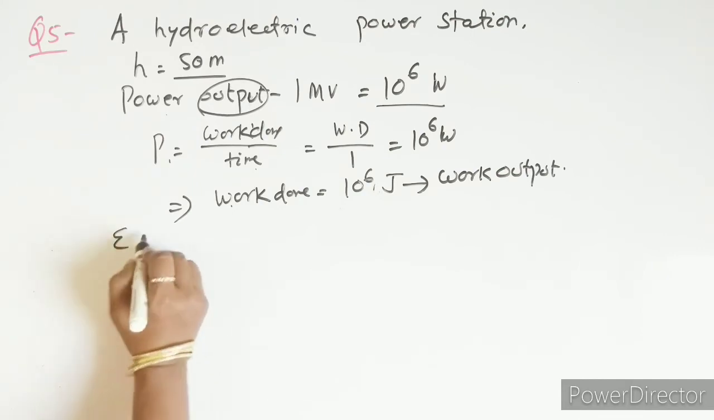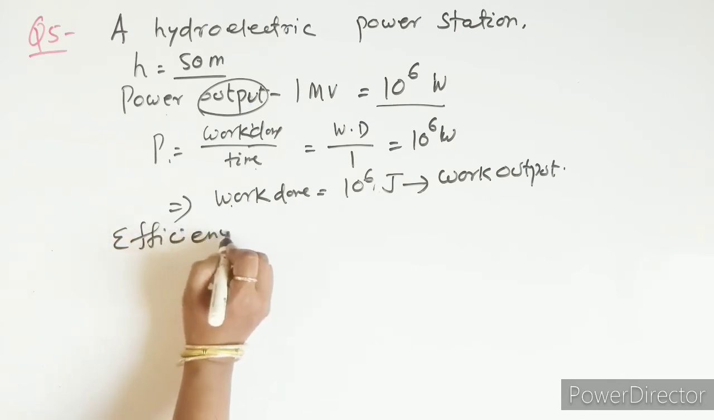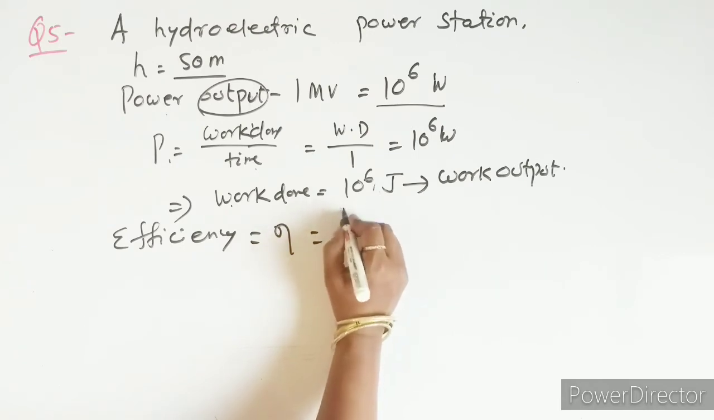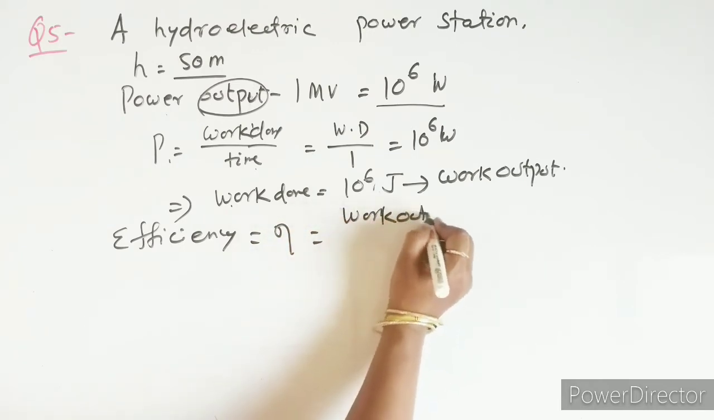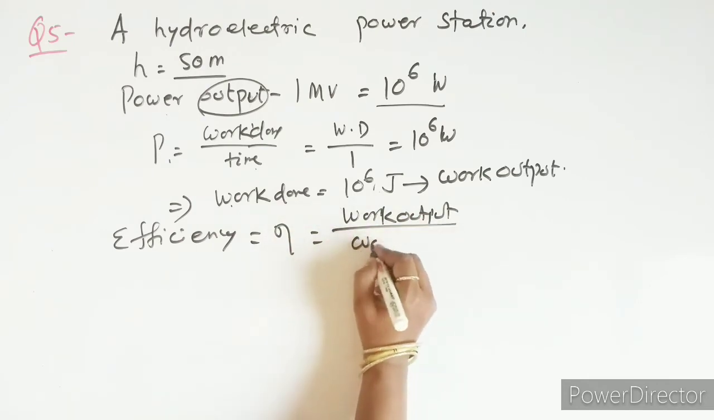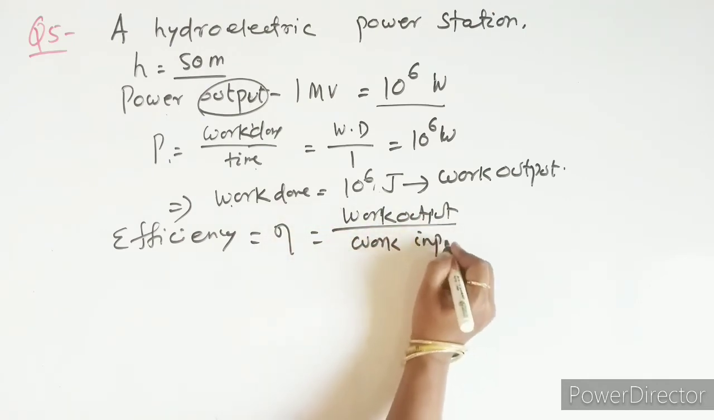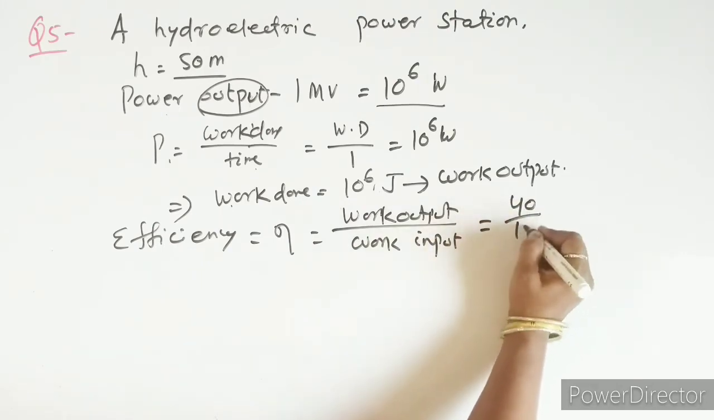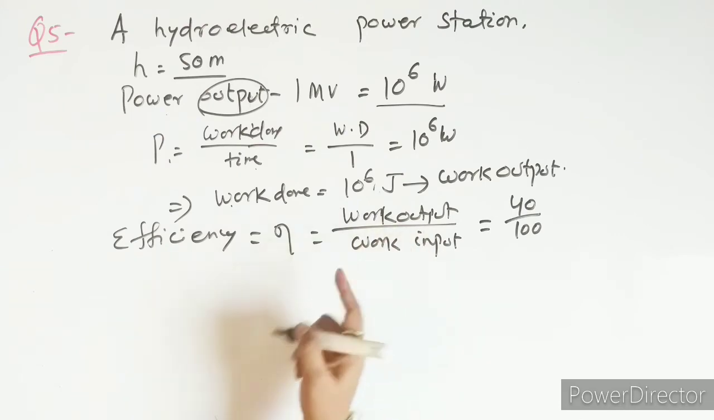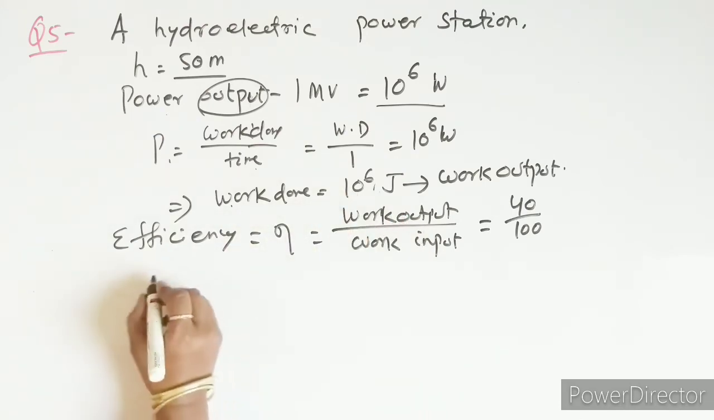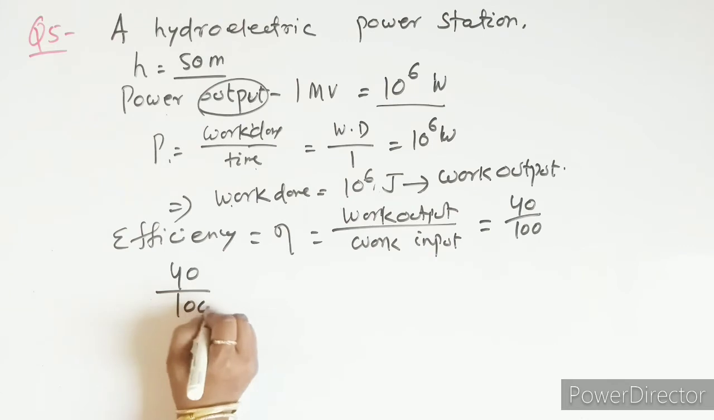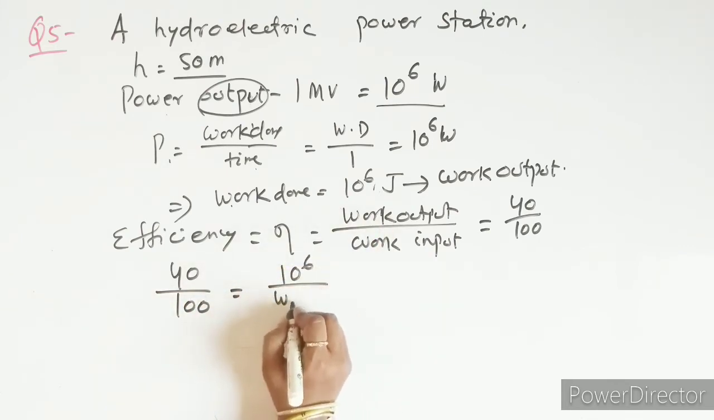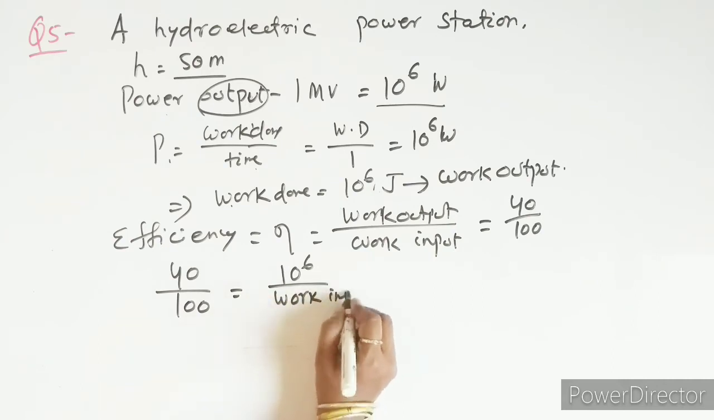Efficiency equal to eta, and this one equals work output by work input. This one is given 40%, and here work output is 10 to the power 6 joule. So 40 by 100 is equal to 10 to the power 6 divided by this one, which is work input.